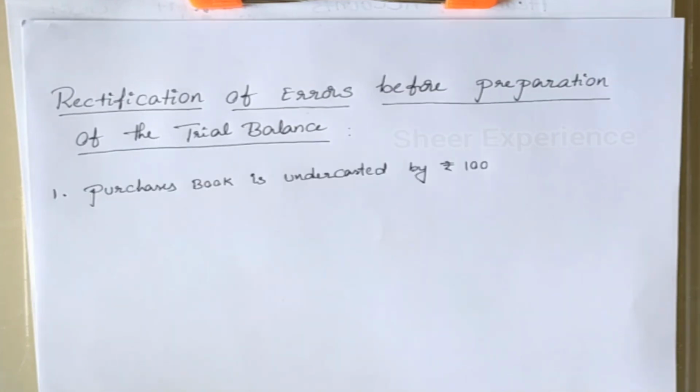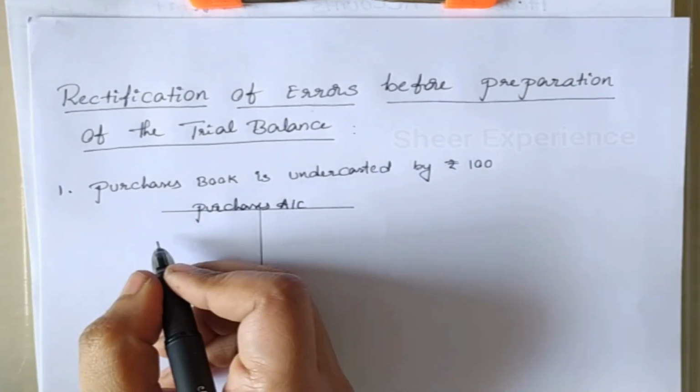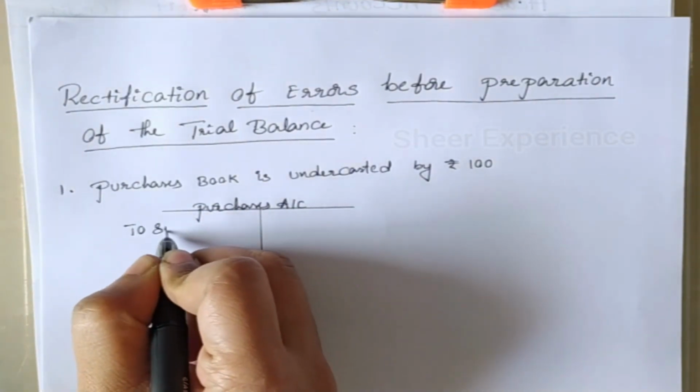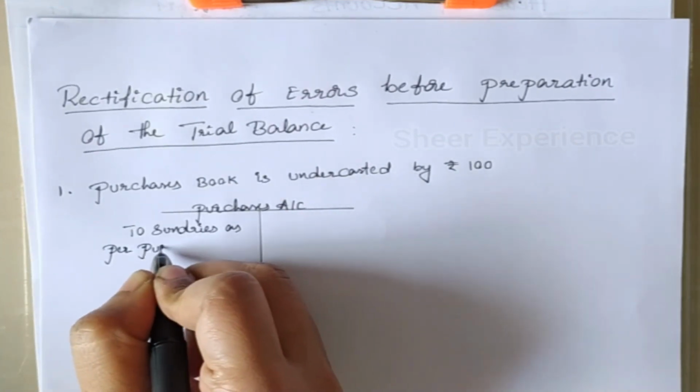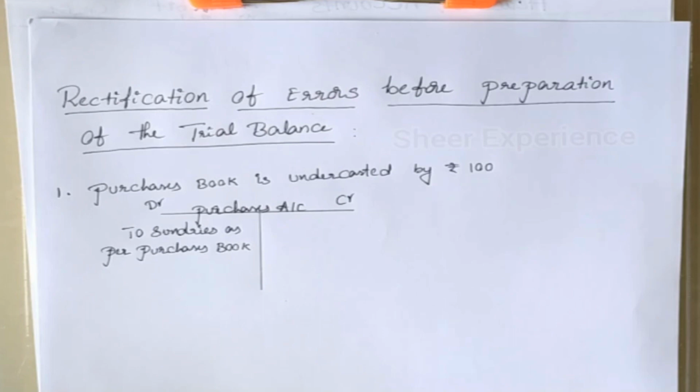Our first transaction is purchase book is undercasted by 100. What do we record in purchase book? We record only credit purchase transactions. After recording the transactions in the purchase book, we post the total amount of purchase book to purchase account, that is purchase ledger account. On the debit side of purchase account, we mention 'To sundries as per purchases book' and will mention the total of purchase book.